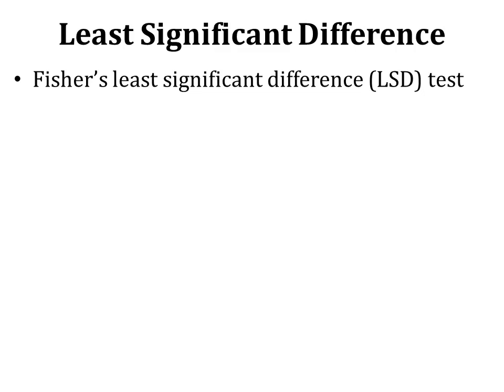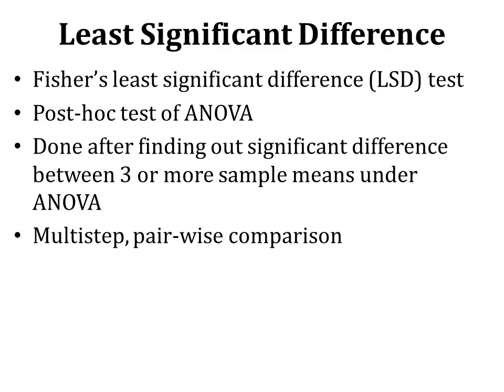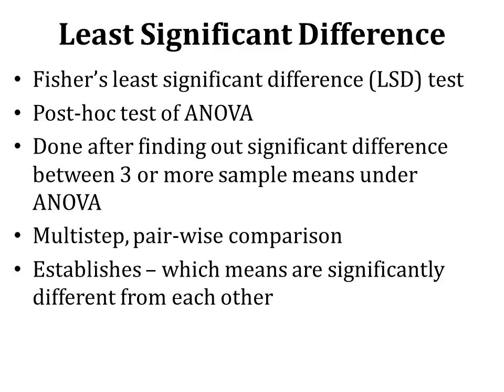Now, because our main concern is to calculate the least significant difference, we are going to further concentrate on Fisher's least significant difference test, or the LSD test. As we discussed, this is a post-hoc test of ANOVA, and it is done after finding a significant difference between 3 or more sample means under ANOVA. This is a multi-step pairwise comparison, and it establishes which means are significantly different from each other.